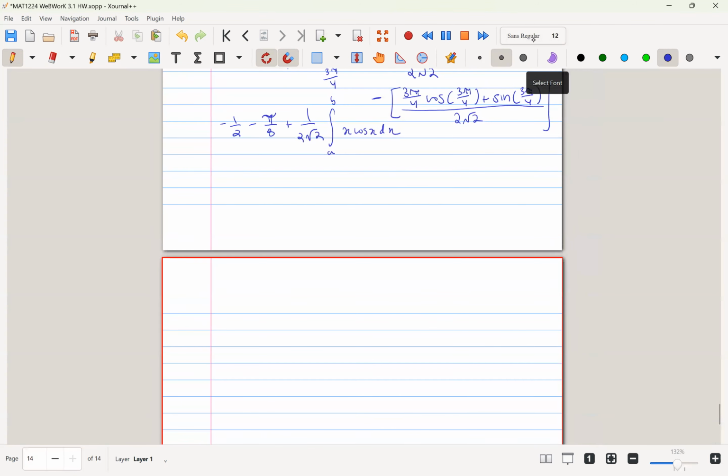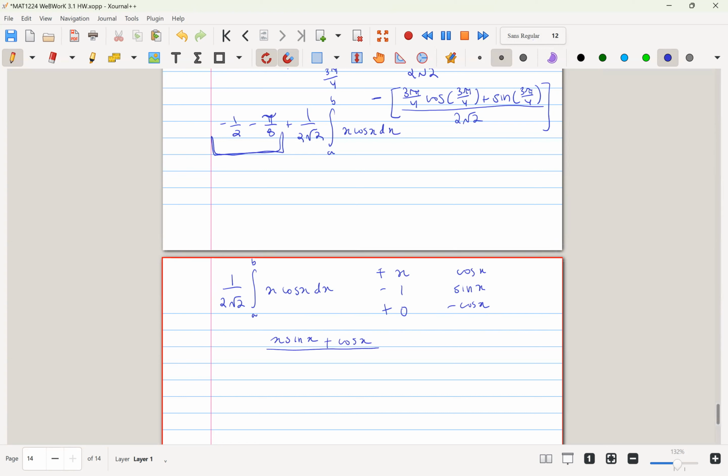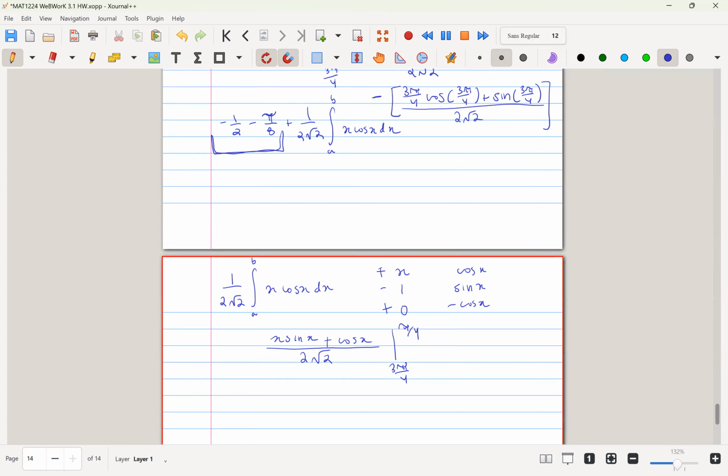Perfect. So we're going to keep that result to the side. And then now just come back down here and do this integration. Yeah, no, I'll keep this with it. So we have this from a to b, x cosine of x dx, our table from x, 1, 0, plus minus plus, cosine, sine, negative cosine. So we have x sine of x plus cosine of x over 2 square root of 2 from 3 pi over 4 to pi over 4.